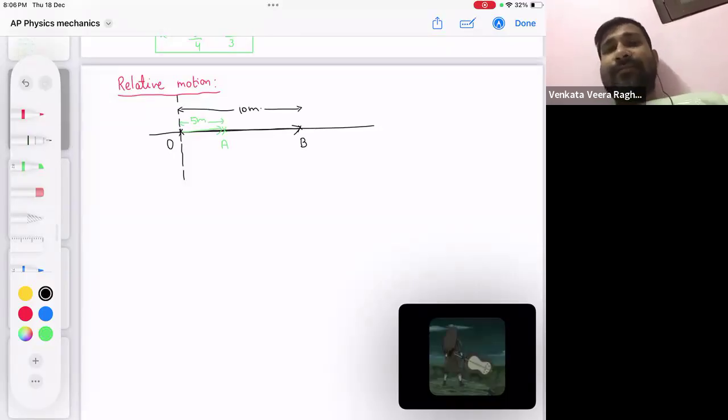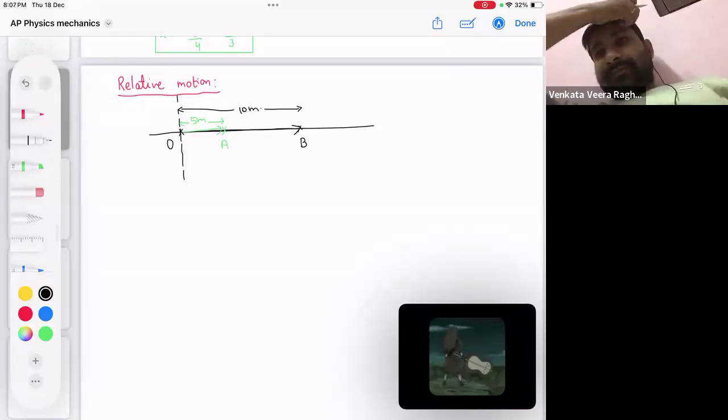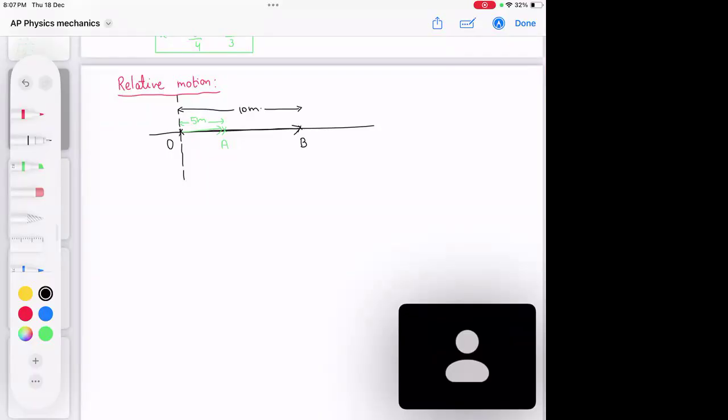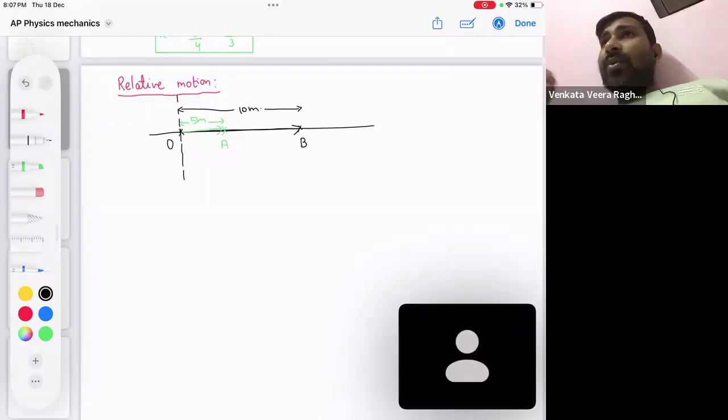So if I ask you, what is the position of B with respect to O? What will you say? Plus 10, sir? Yes. And if I ask you, what is the position of A with respect to O? You will say plus 5, isn't it? But if I ask you, what is the position of B with respect to A? Now my observer is not O. My observer has become A. Yes, OB minus OA. We can do it. Okay.